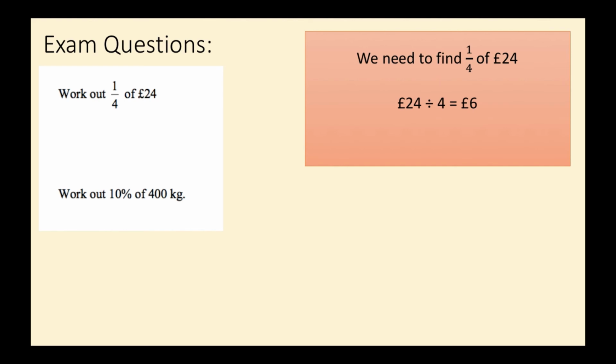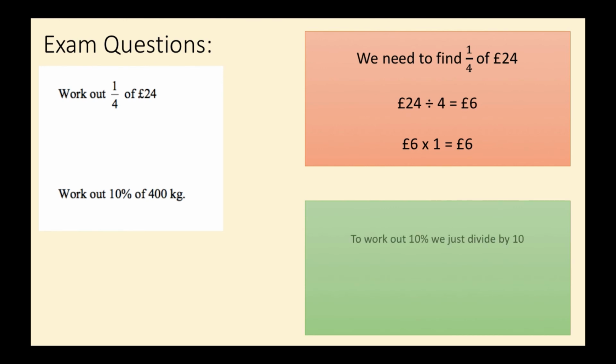Work out 10% of 400 kgs. Now, if you haven't already done percentages, this is a good introduction before you get to the next video. So to work out 10%, all we need to do is divide by 10. So 400 divided by 10 is 40. So 10% of 400 kilograms is 40. 40 kilograms.